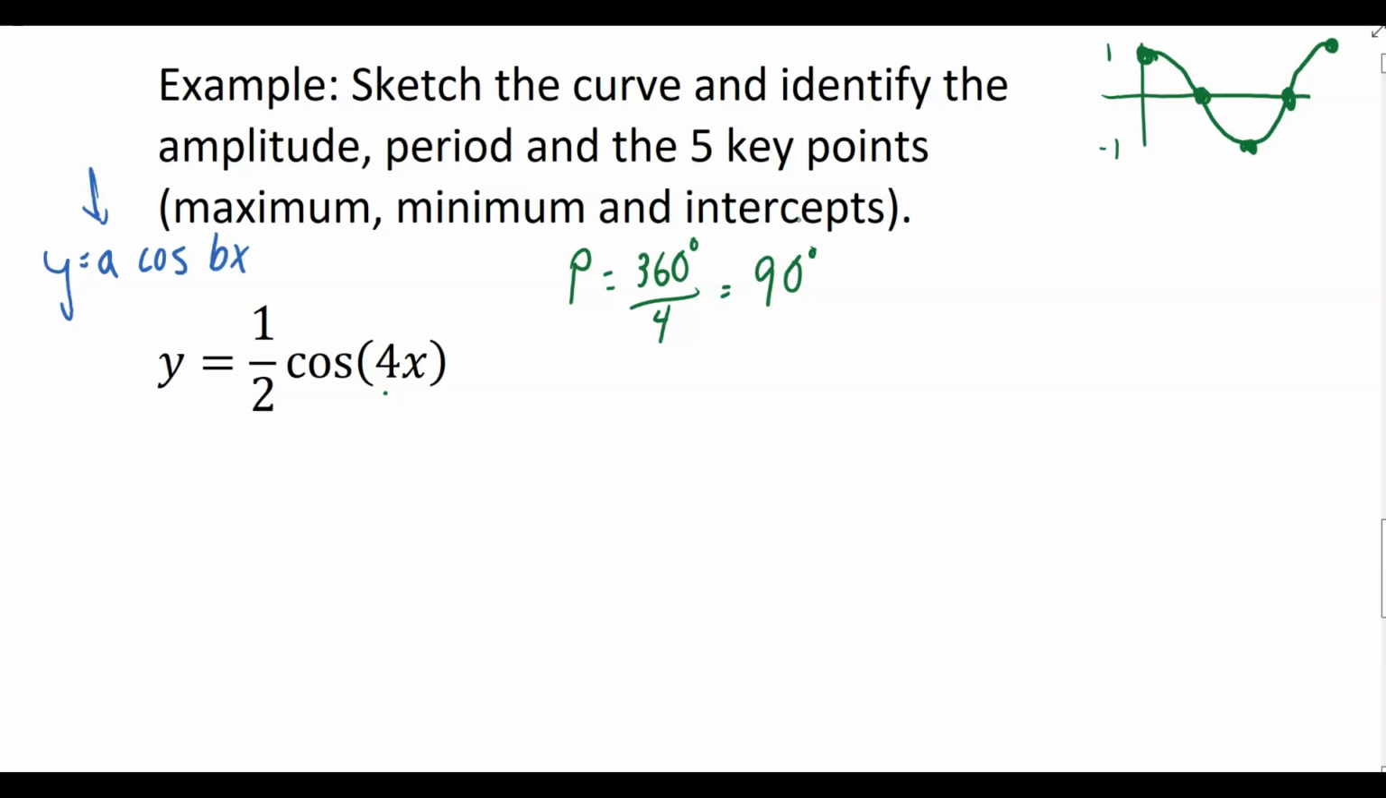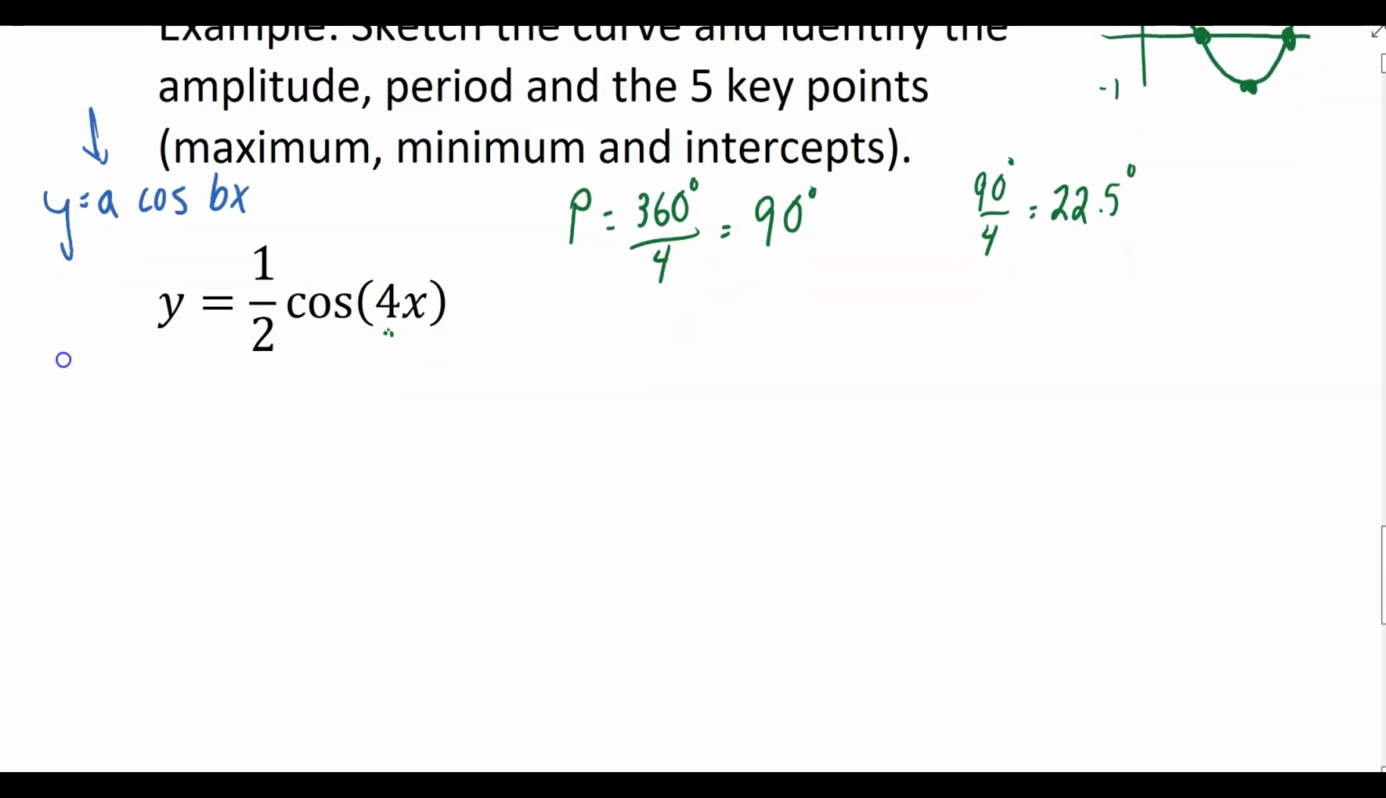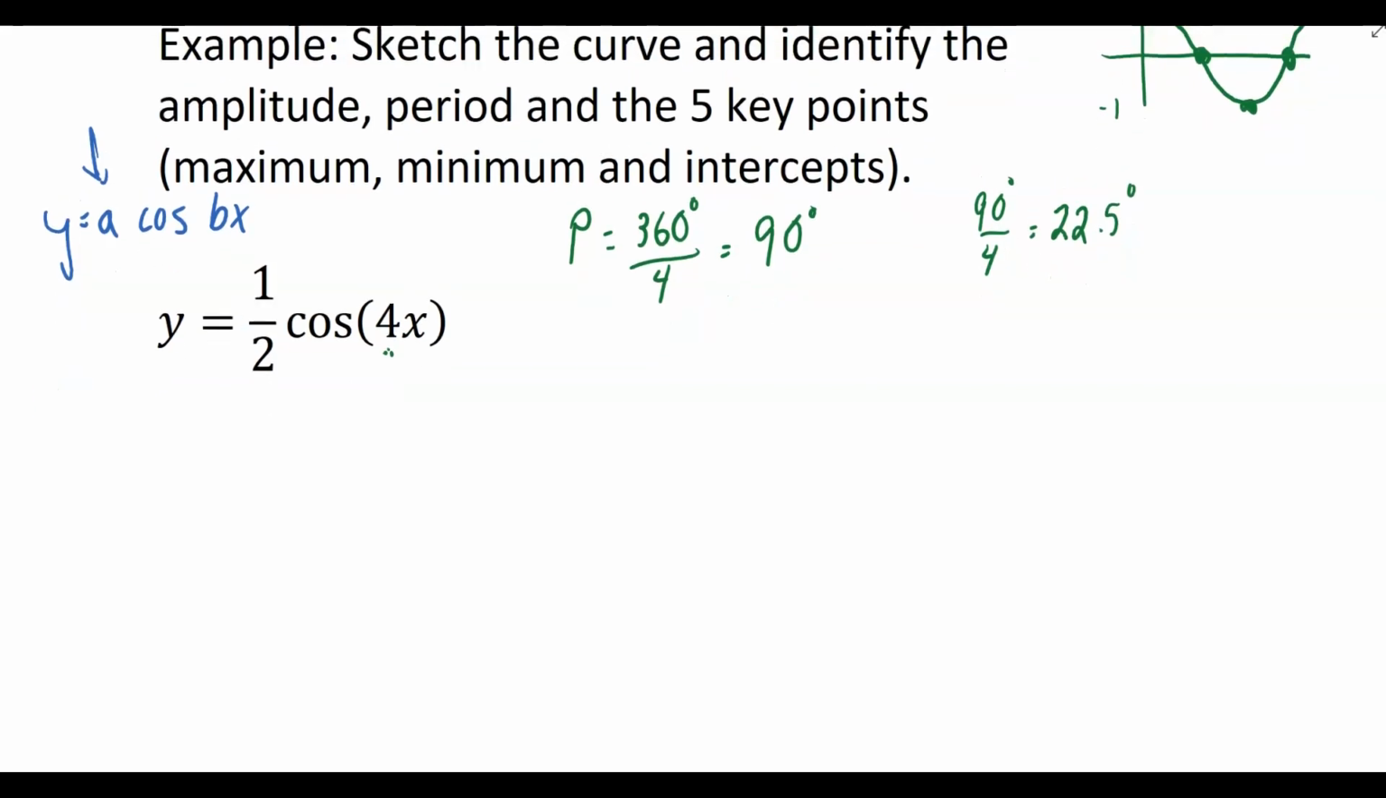If I want to get my 5 key points and my 4 quadrants within the 90, I will take my 90 and divide by 4 again. Now it's not 4 because of that 4, it's 4 because of the 4 quadrants. Which will get me at 22.5 for each marking.